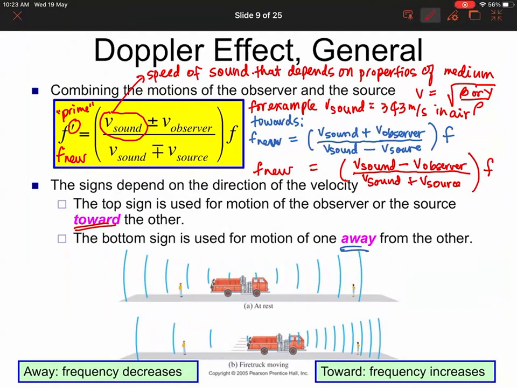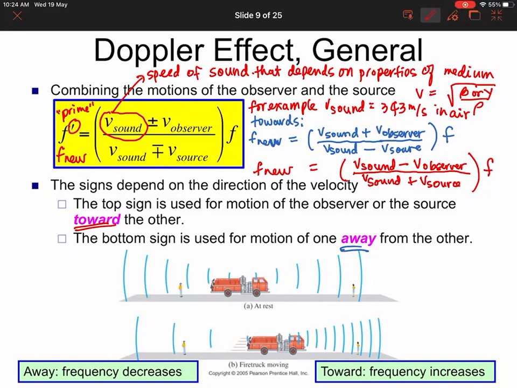Right. So how you use this Doppler equation: first you have to determine whether the frequency should increase as a result of the movement. If the answer is yes, then you use the equation that will give you a higher frequency. If the movement will result in a lower frequency, then you use the second equation that will result in a lower frequency.